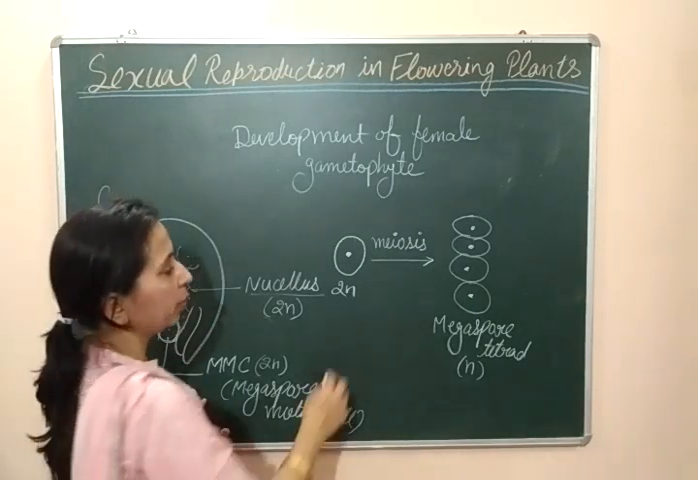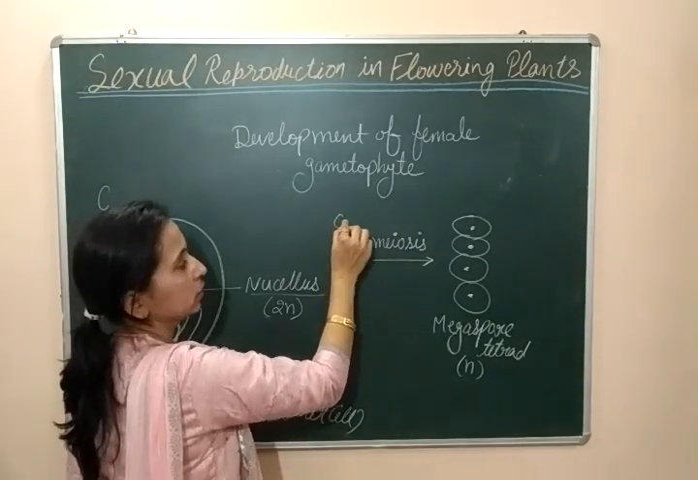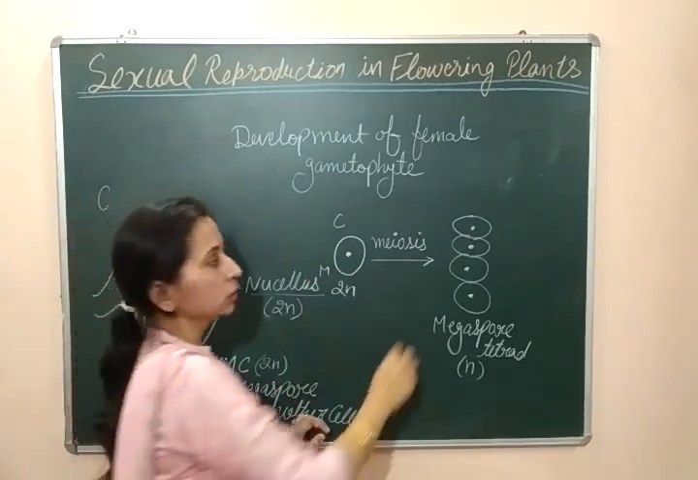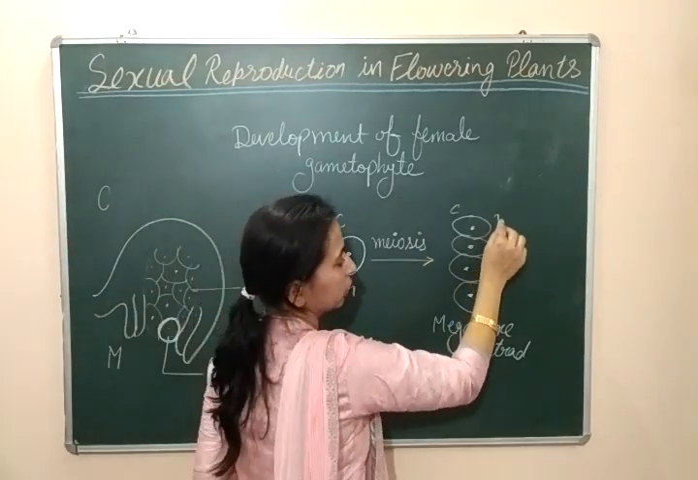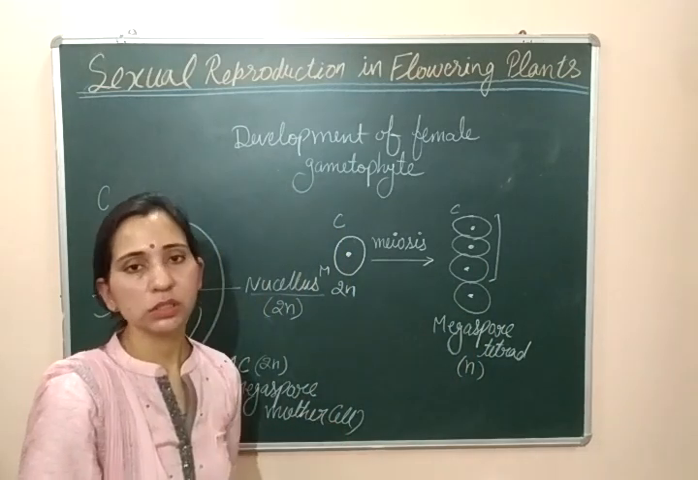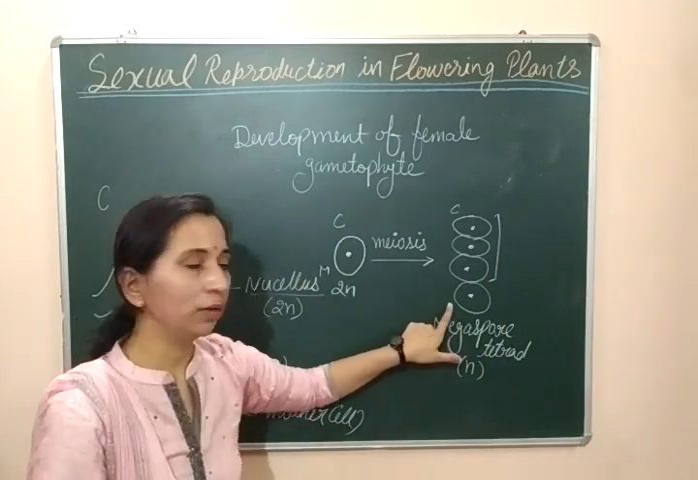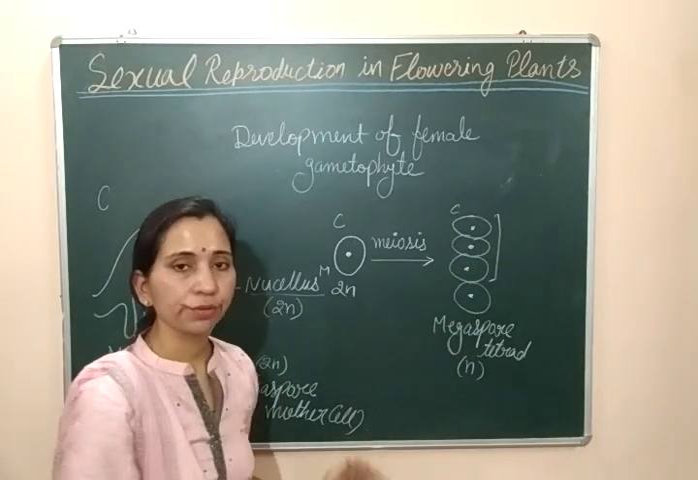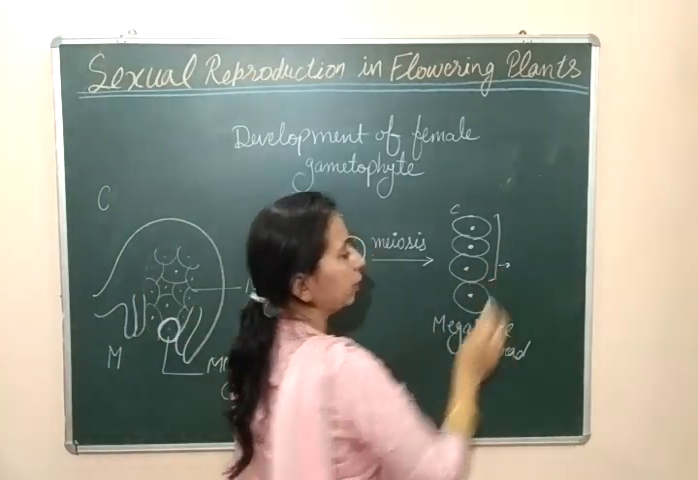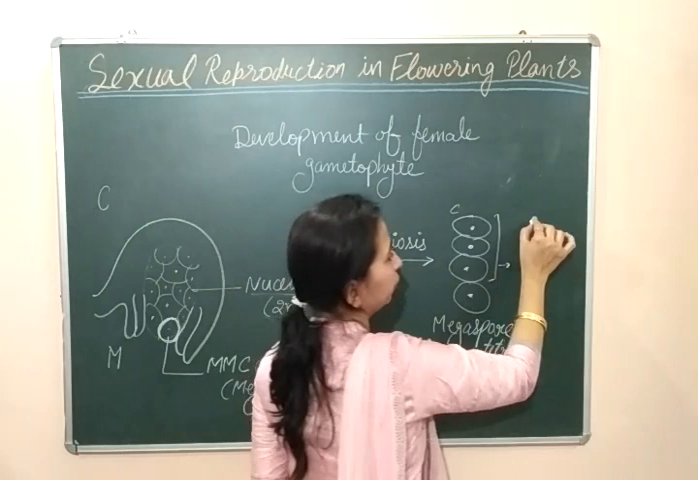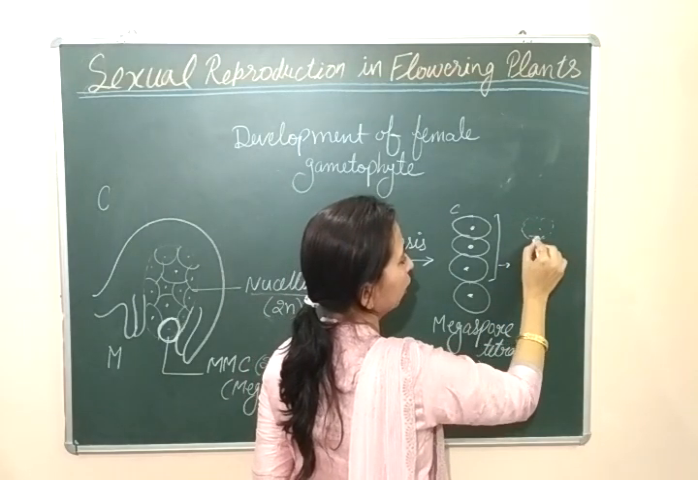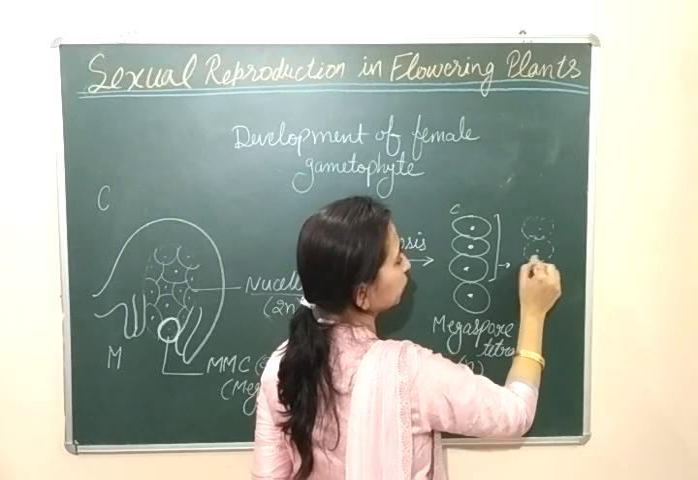The cell which is present, if we mention the ends here, this is the chalazal end and this is the micropylar end. The three cells of the tetrad which are towards the chalazal end and the one cell which is towards the micropylar end, these three cells get degenerate. So they get degenerate. Now let's see how; if we want to show it, we can show it like this. These are the three cells which are degenerating.